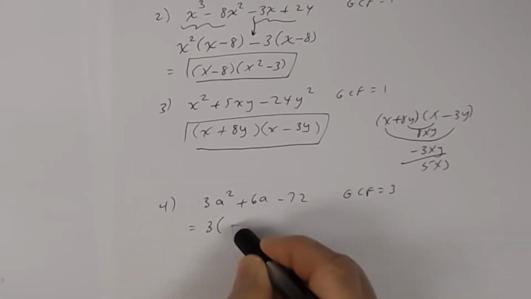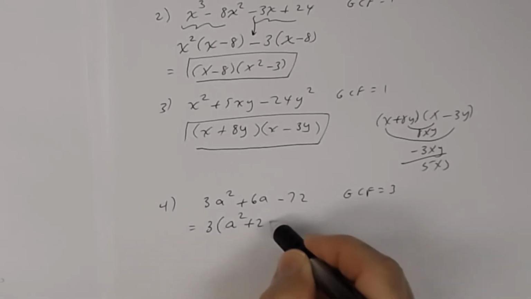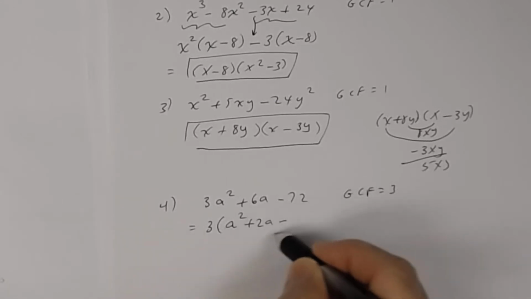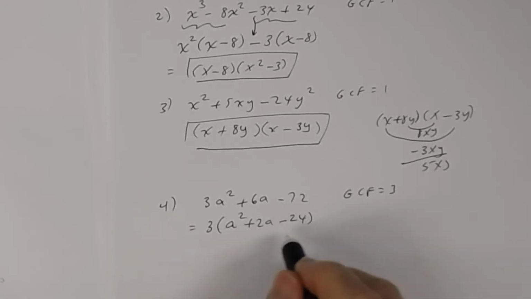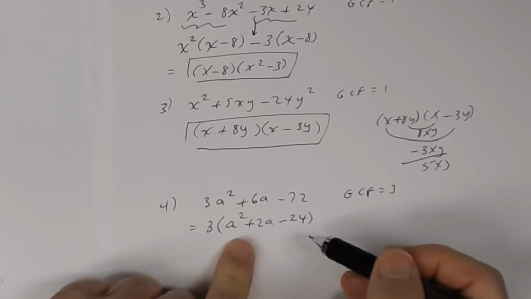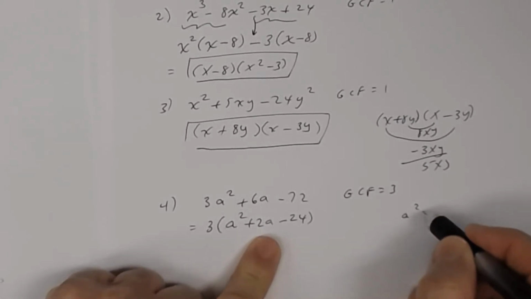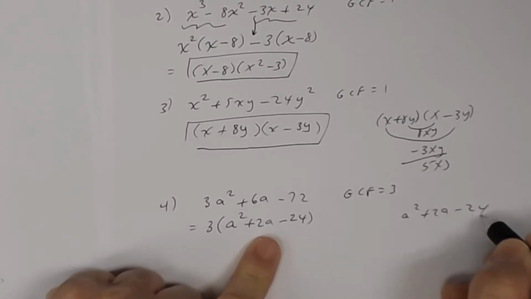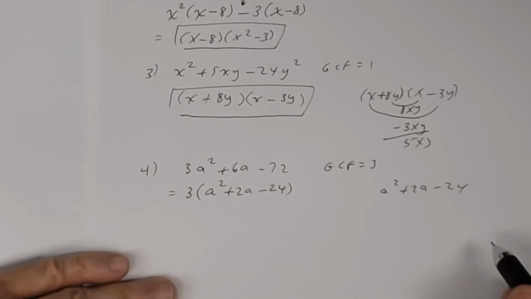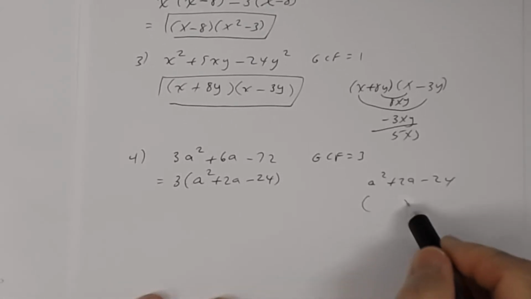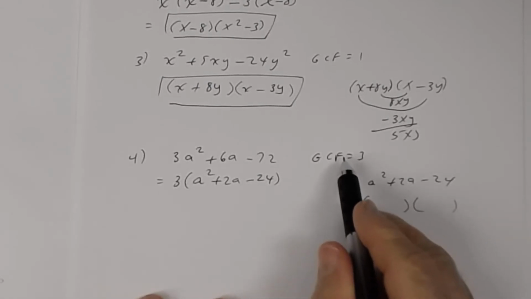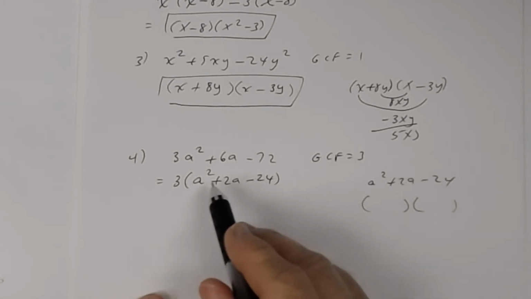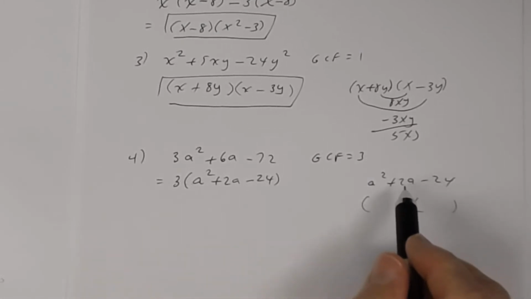So I get 3 times a squared. So 3 times a squared is 3a squared. 3 times 2a is 6a. And then 3 times a negative 24 is a negative 72. Now remember, that's not your final answer. You need to check and see if this trinomial can be factored further. All right, so let's go off to the side and see if I can do that any further. Now again, you see the GCF here is 1, so that means what you did previously is correct. The GCF is 3, you factored out, and you have this now.